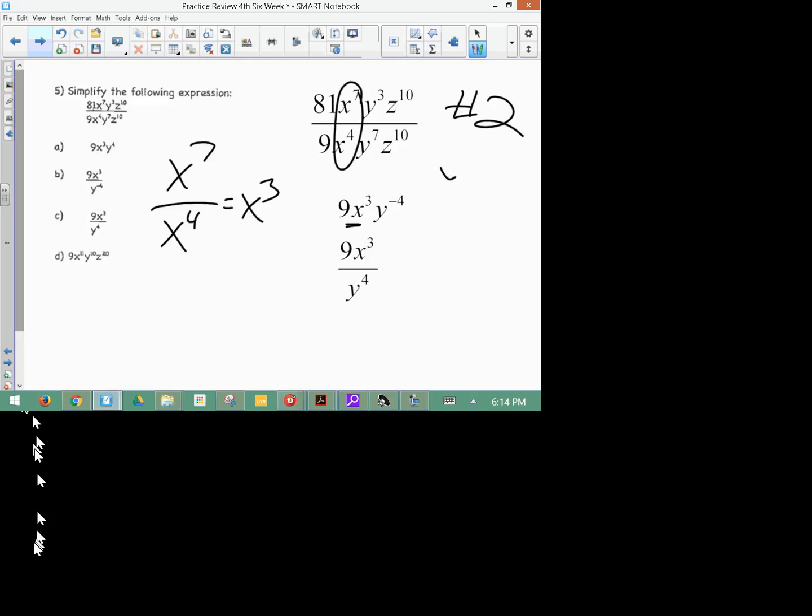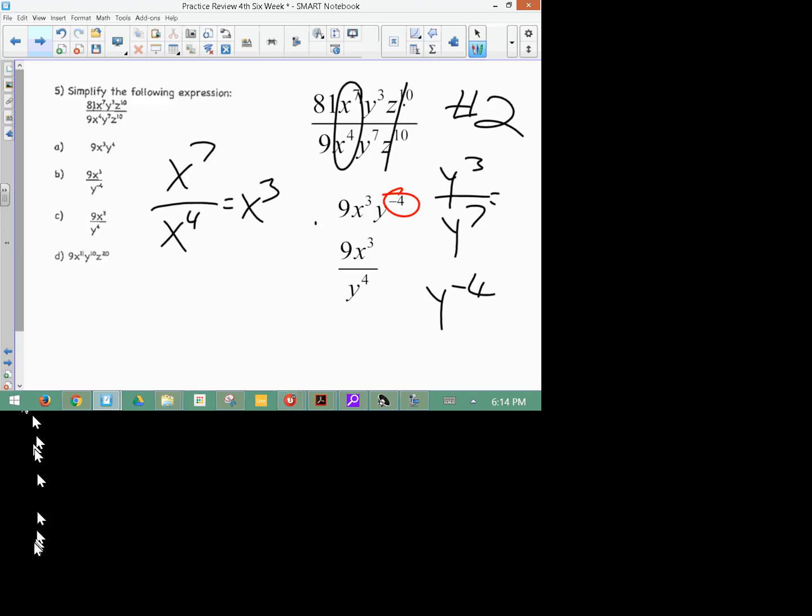Then I have y to the power 3 over y to the power 7. Well, 3 minus 7 is going to give me y to the power negative 4. And z to the power 10 over z to the power 10 cancels out. So the only thing that leaves me is this right here. The only problem is we can't stop there because we have a negative exponent. Namely, this has got to go.